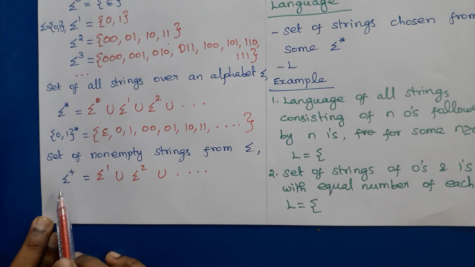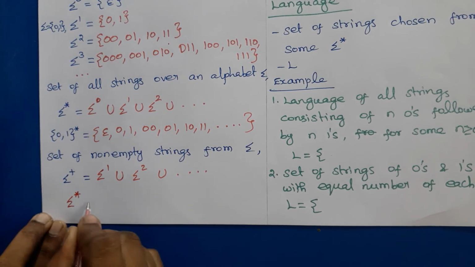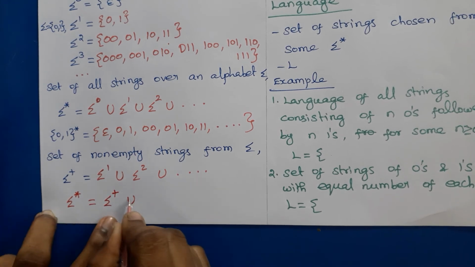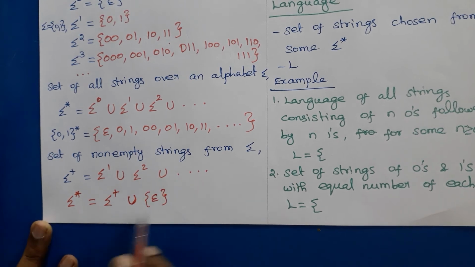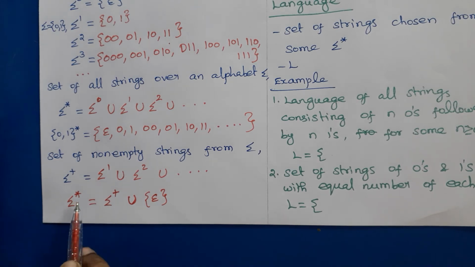So the relation between plus and star is: sigma to the power star can be written as sigma to the power plus union epsilon. So if epsilon is added to sigma to the power plus, then we get sigma to the power star.